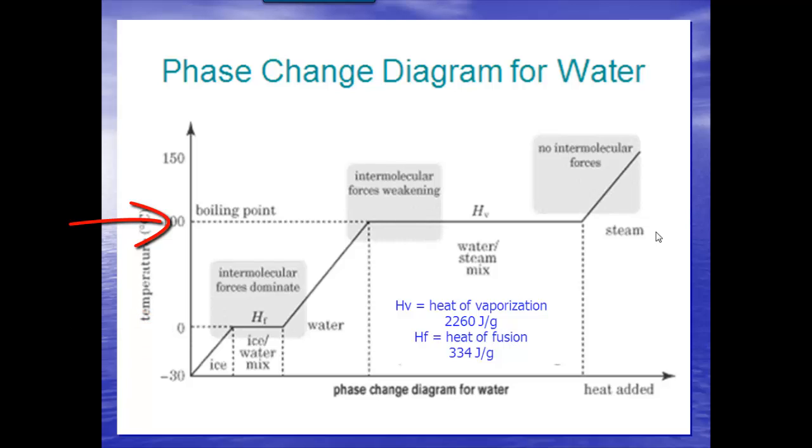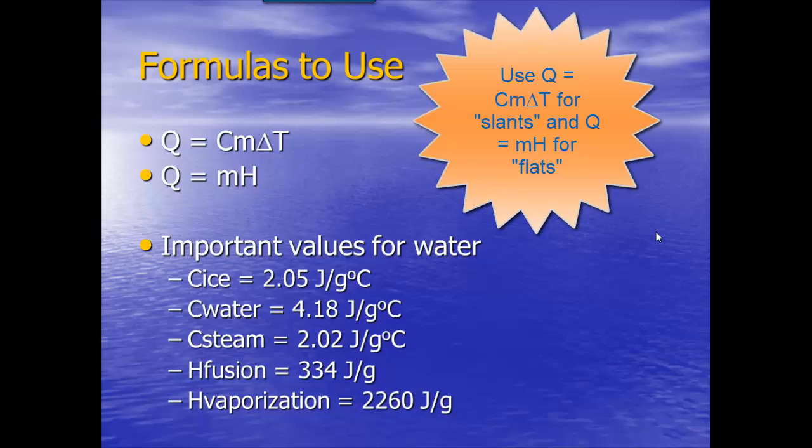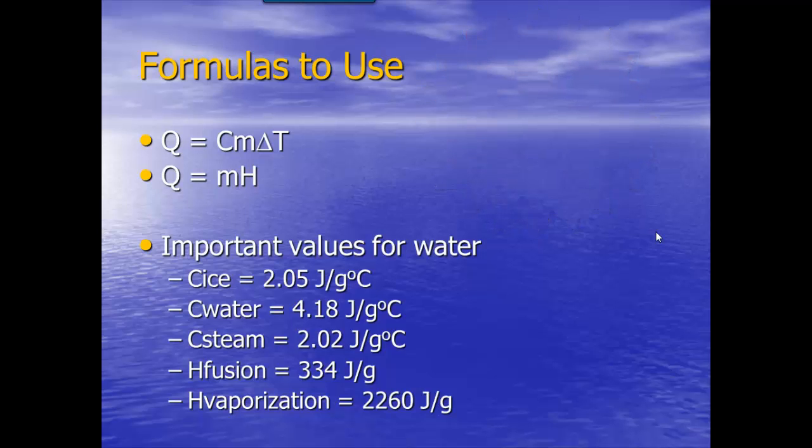Let's work some problems here. I want you to look at the formulas we're going to use for the problems. Q equals Cm delta T is the one that we've been using in this unit, but Q equals mH is another useful formula. Now that we have those flat segments of the temperature change graph and the phase change, you're going to need that. And I listed the important values for water. These are all found in your reference tables.